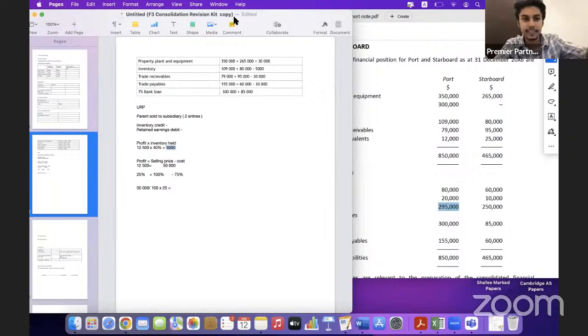If the parent sells, the parent makes the profit. His profit, he doesn't have to split with anyone. 80%, 20%, like that, he doesn't have to split. That's why this entire thing, I took it to myself.